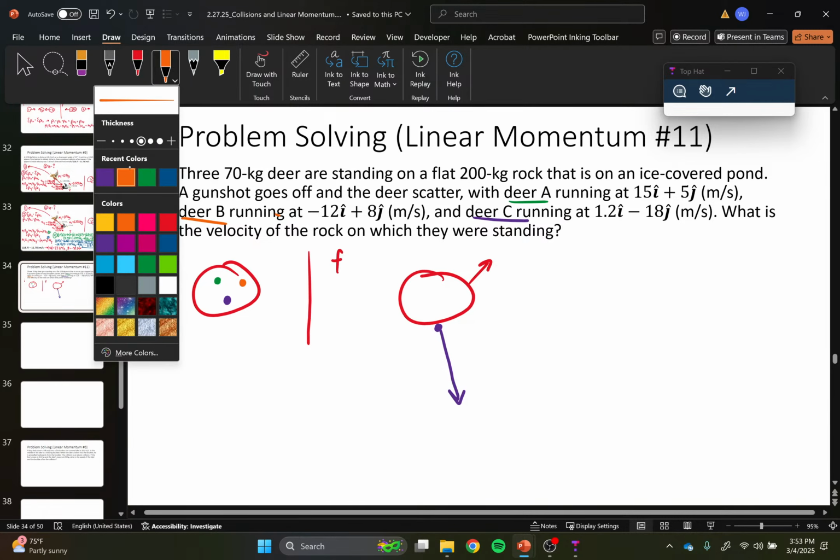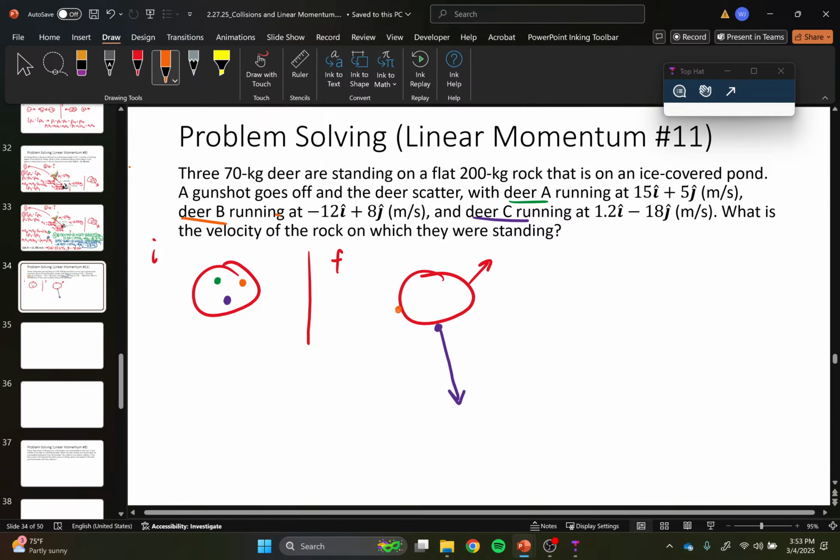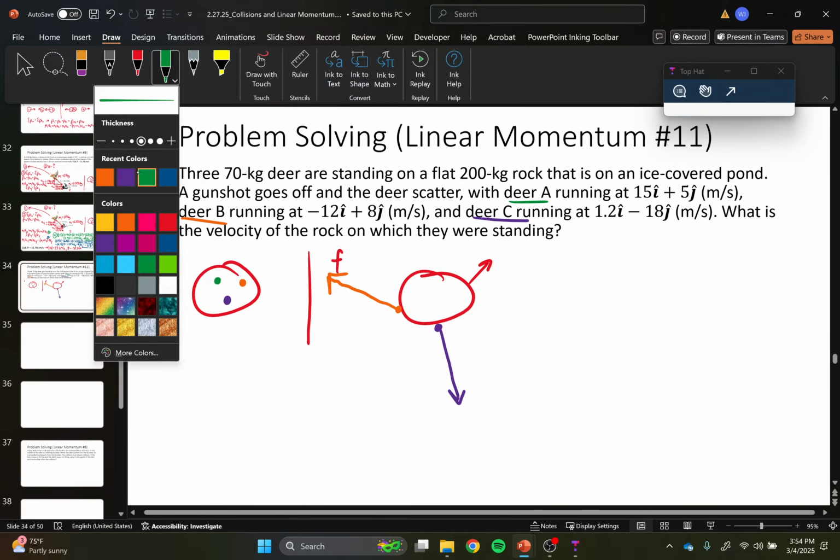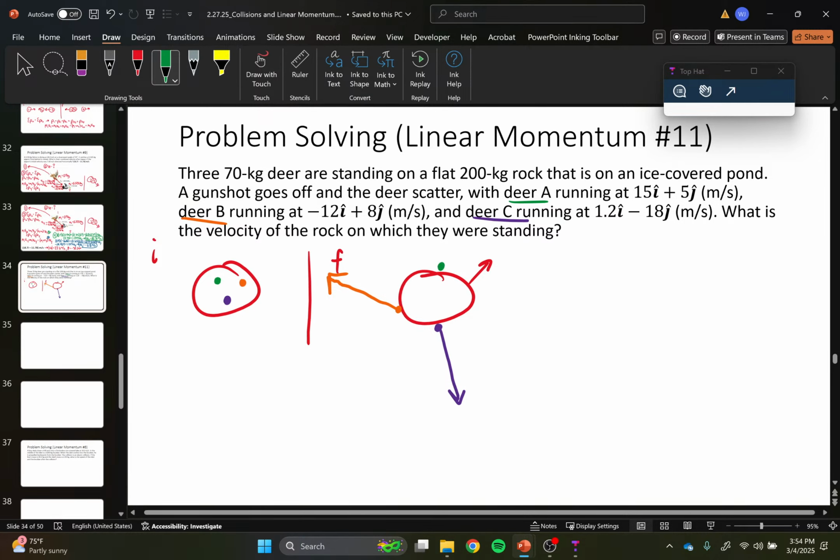Then you got deer B. That one is going to hop off. And this is a little funky, but I'm going to draw him over here just so I can actually fit it. Deer B hops off to the left because I have a negative X component, and up because a positive J component. Great. So that one's to the left and up. And then deer A hops off the rock, going up and to the right, more to the right than up. Great. My arrows are definitely not to scale, but this is just good practice. Do you remember how to draw vectors? It's useful.